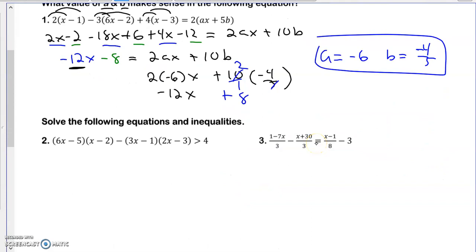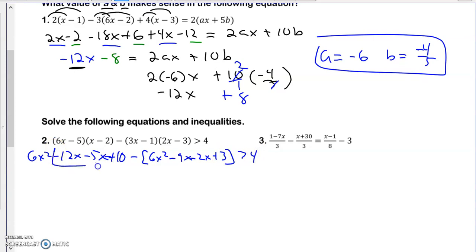This one I just need to FOIL. First, we know that we need to FOIL, so I'm going to get 6x squared minus 12x minus 5x plus 10. And then I'm going to put a bracket here, and then I'm going to FOIL again, and I get 6x squared minus 9x minus 2x plus 3 is greater than 4.